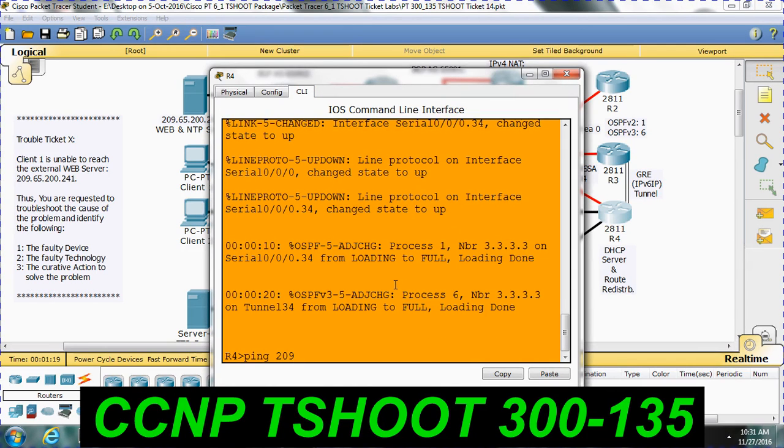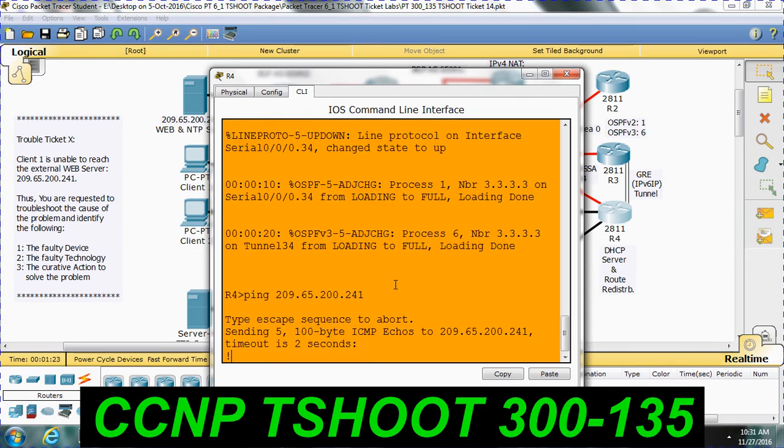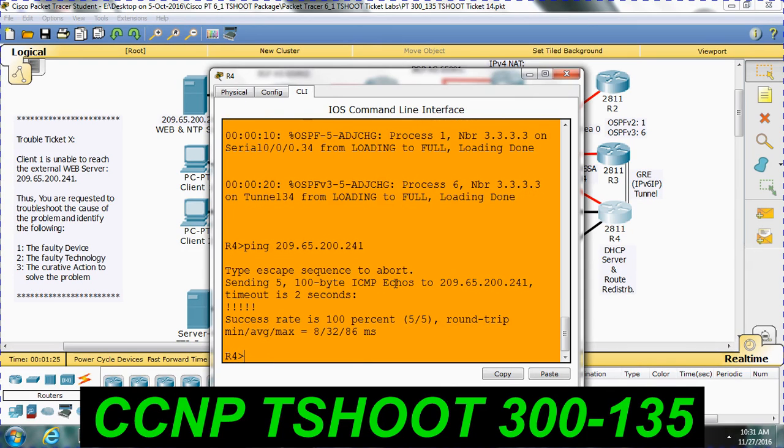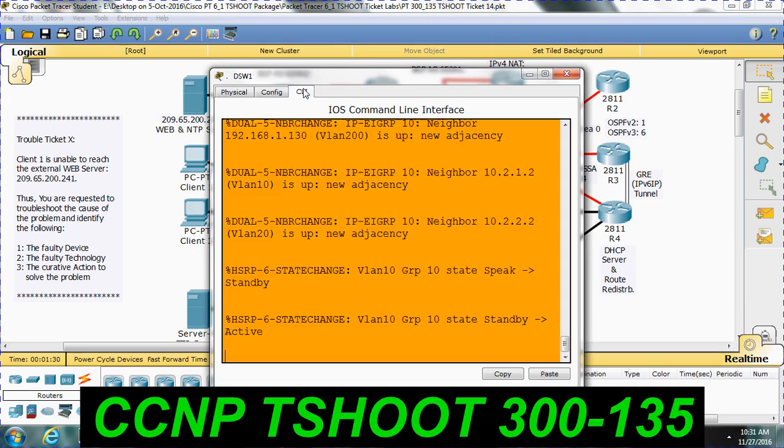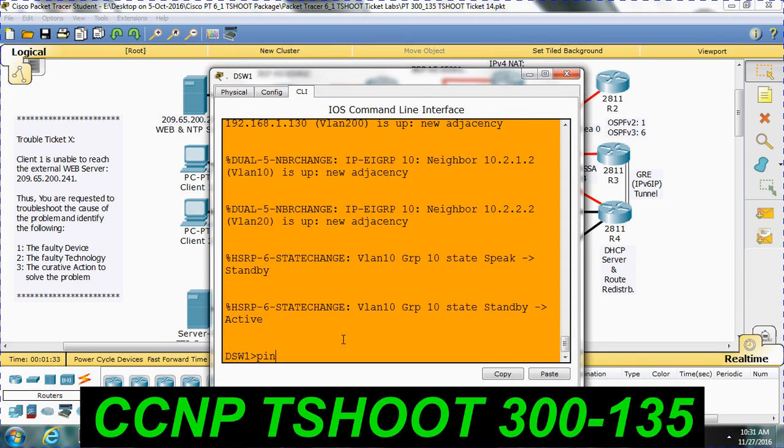Ping 209.65.200.241. See, I am able to reach it from R4, so I am coming downwards. Okay. If I am not able to reach from R4, I will go upward for troubleshooting.